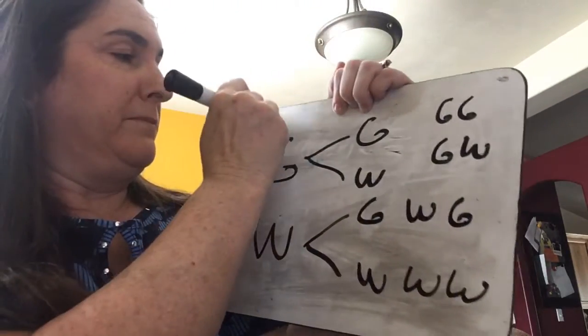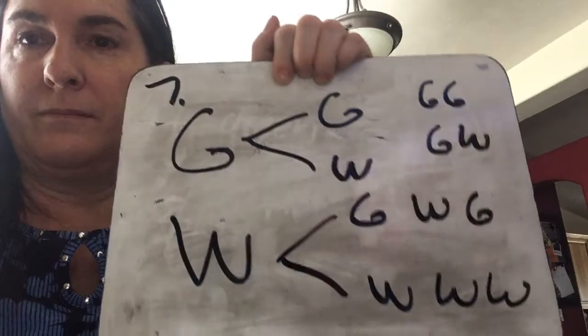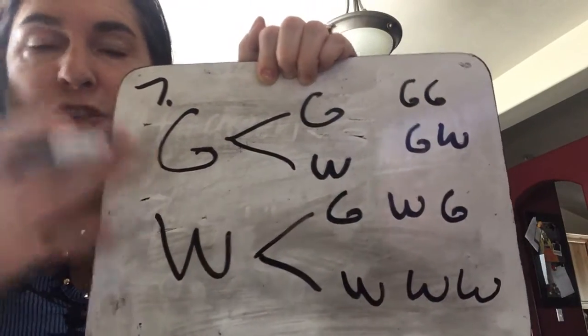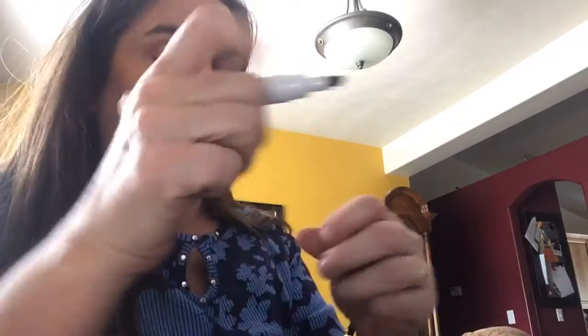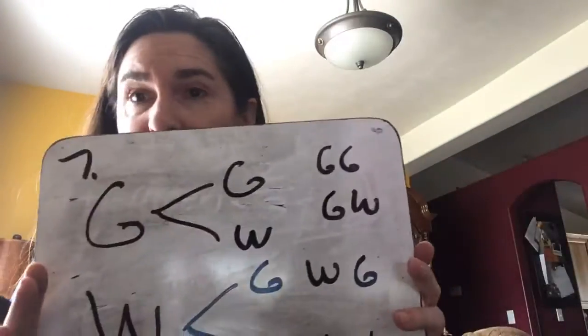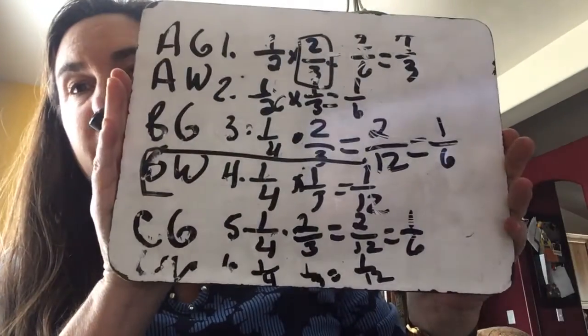This is number 7. I'm just showing you an example. That's our investigation. That's all you're doing today. So what do you need to do? Take a picture of this. Remember, you can pause, you can rewind, and you're doing a picture of this.